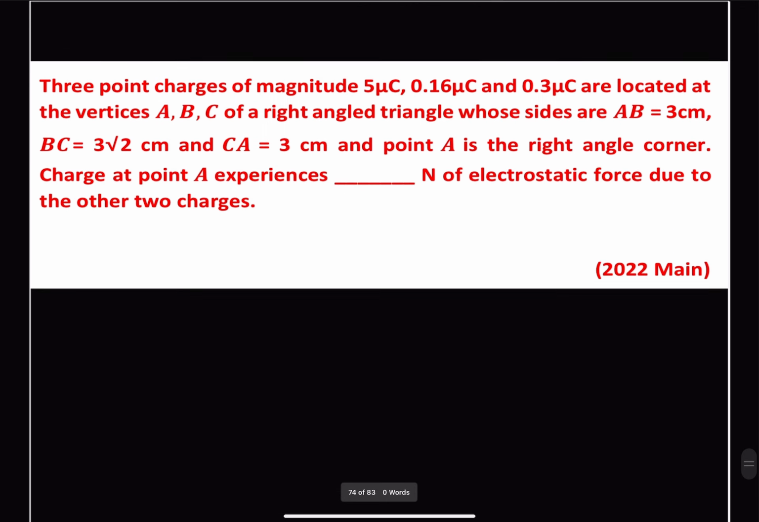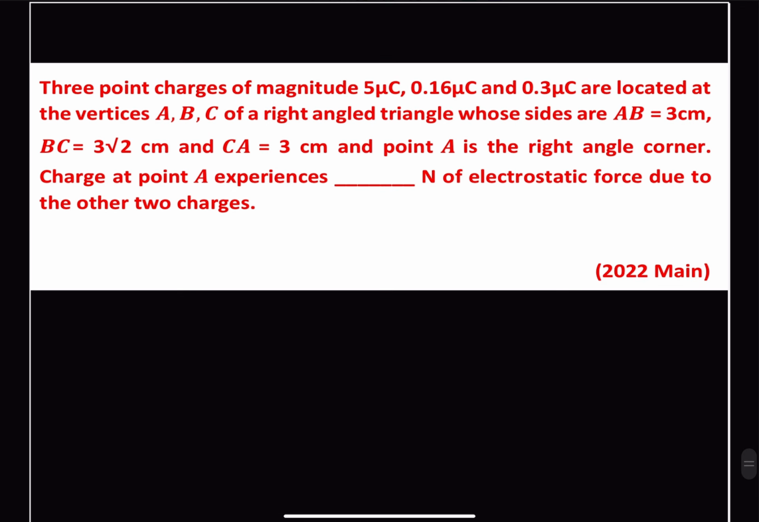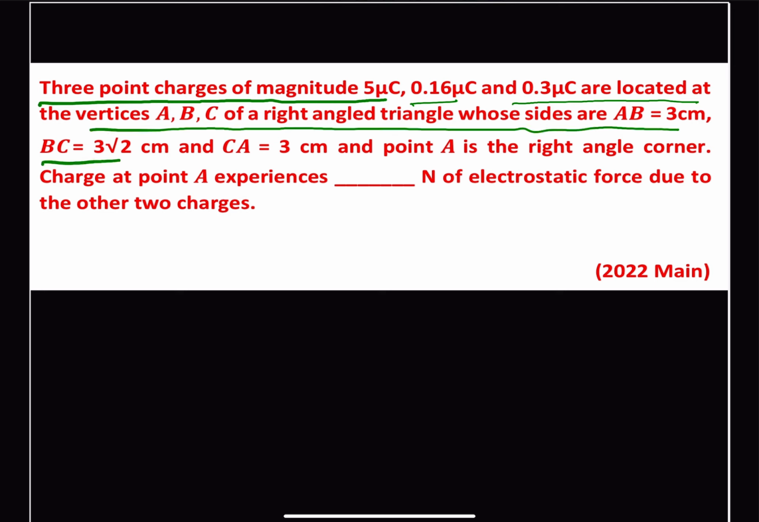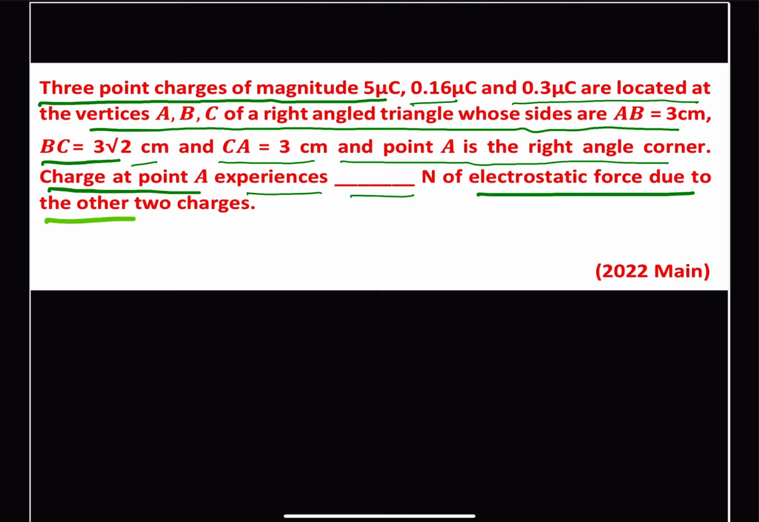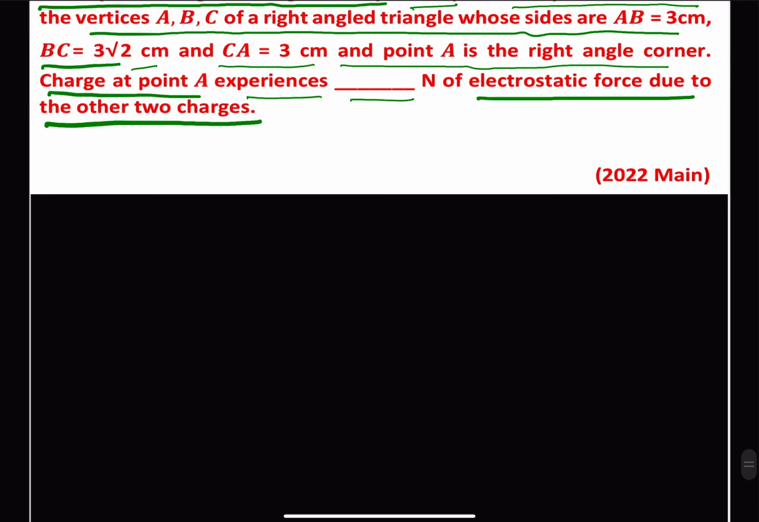We are given 3 point charges of magnitude 5 microcoulomb, 0.16 microcoulomb and 0.3 microcoulomb located at the vertices A, B, C of a right angle triangle whose sides AB is 3 cm, BC is 3 square root of 2 cm and CA is 3 cm. And point A is at the right angle corner. Charge at point A experiences dash Newton of electrostatic force due to the other two charges. Okay, we can just draw an approximate figure for that.